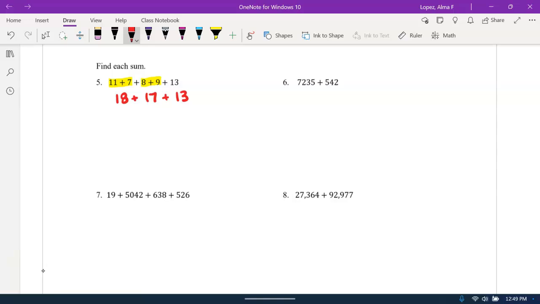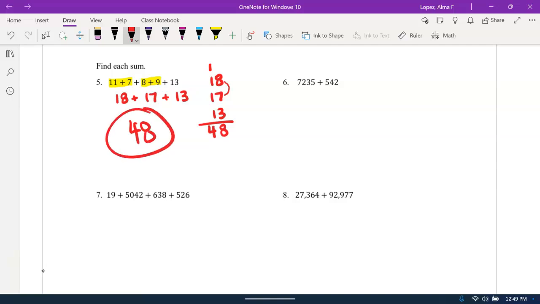Now I'm going to add all those together. So 18, 17, and 13. When we add 3 numbers together, we put them in a column, lining up the ones digits for those numbers that have them. And now we're going to add all the ones together. 8 and 7 is 15. And then that 15 plus 3 is 18. We're going to bring the ones digit down for that 18 and carry the 1. 1 plus 1 plus 1 plus 1 is 4. The answer is 48.